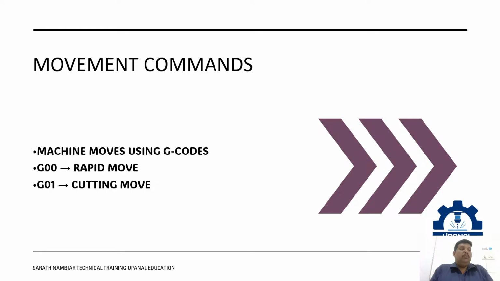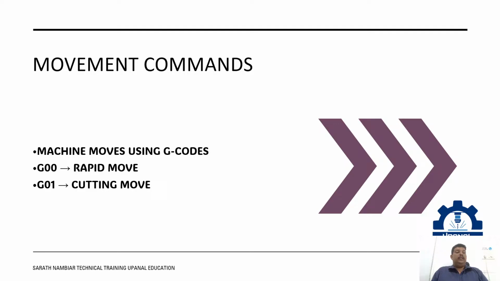Then we have the movement. What is movement? This is where the actual machining happens. Till now, we had everything: tool clean, tool selected, spindle started, set offsets. Now the machine is ready. And now we tell the machine how to move.